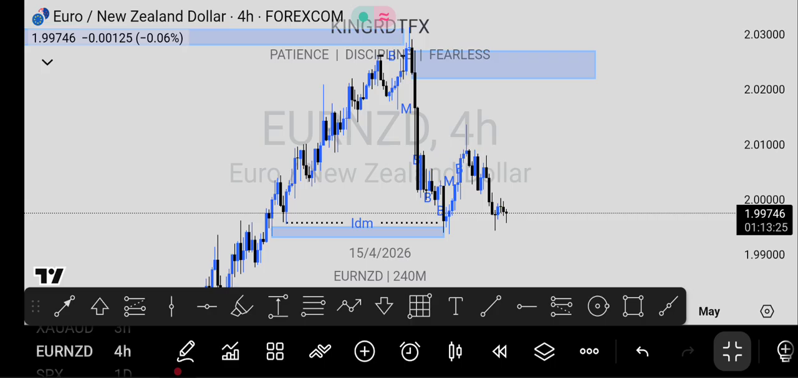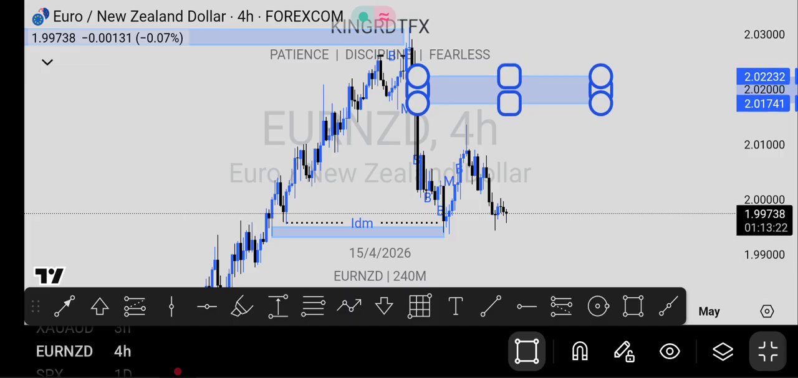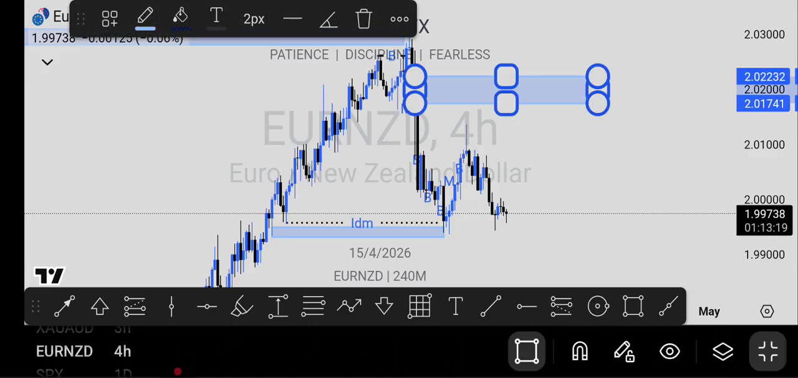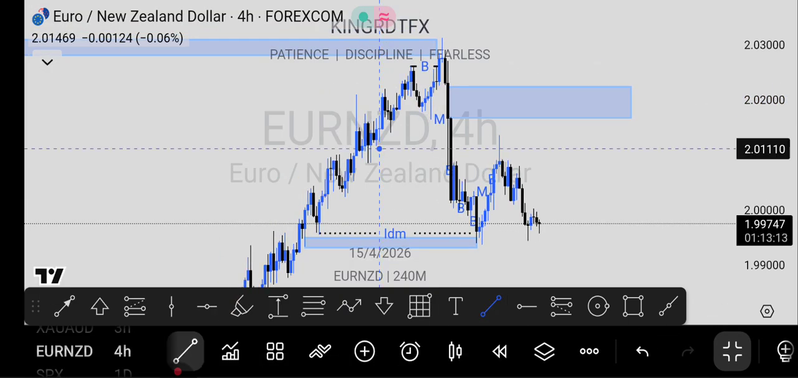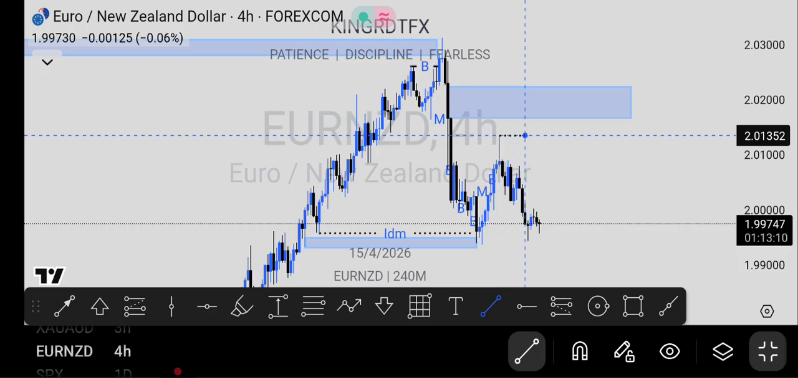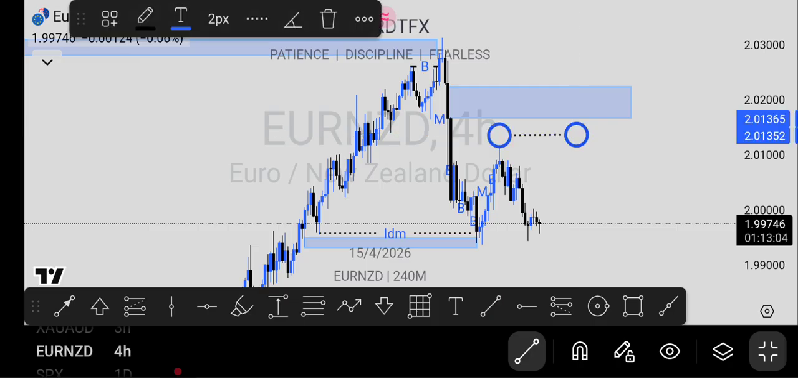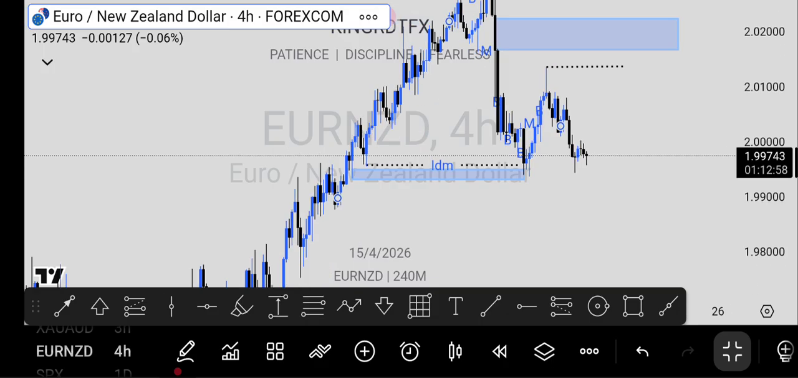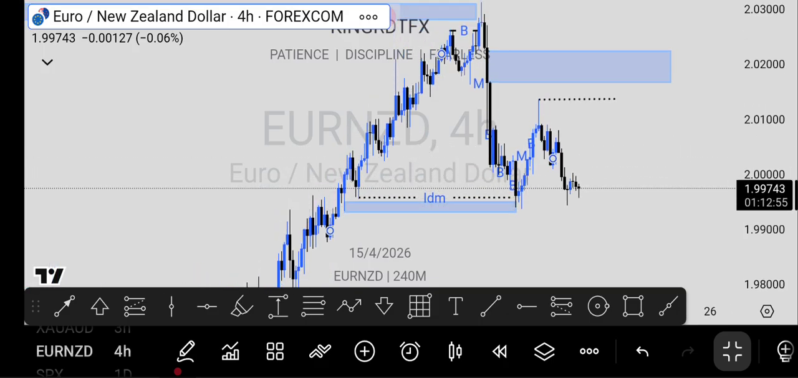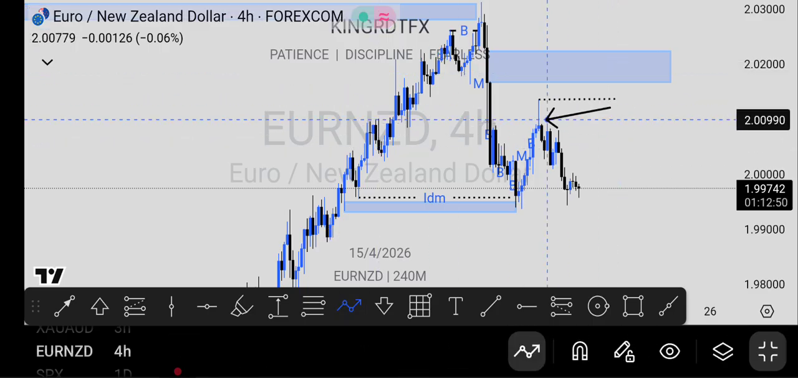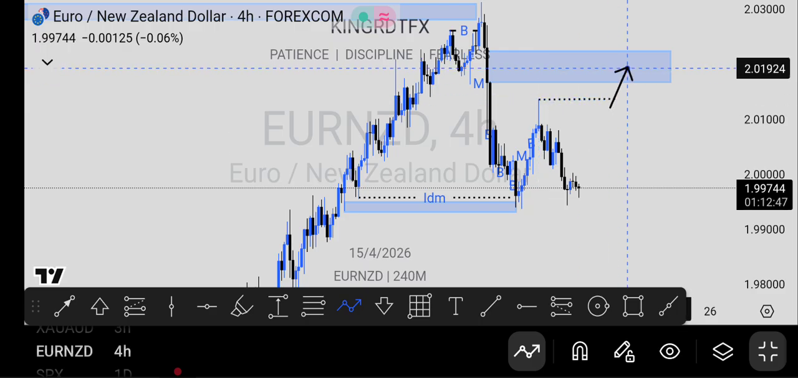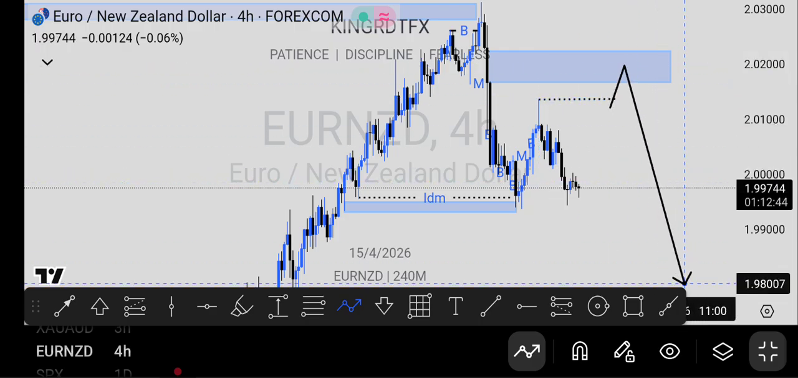But because the sellers are in control, we expect price to reverse from here in this fair value gap. And now we expect this to be our inducement. So this is our internal range liquidity, right? So if price wants to go down, we expect it to come here. We expect it to take out this liquidity that's resting here. Take it out, then boom, right?